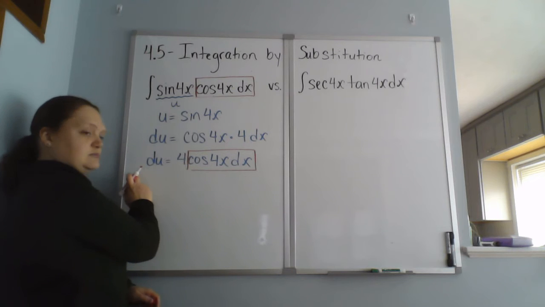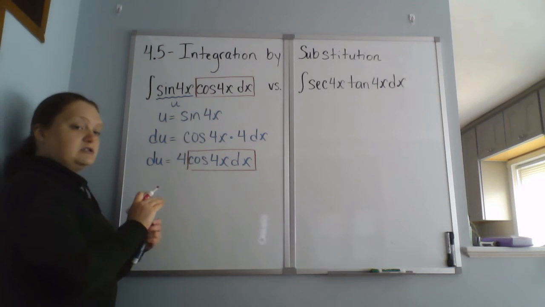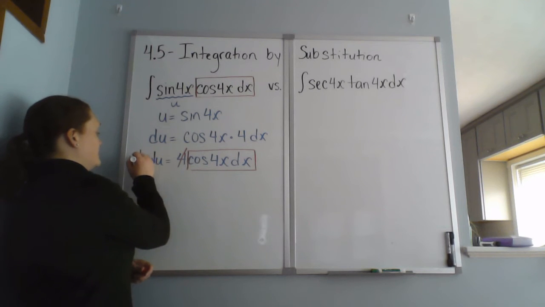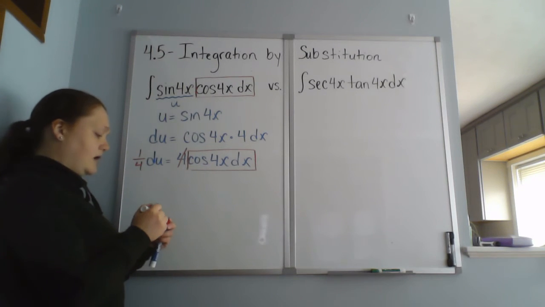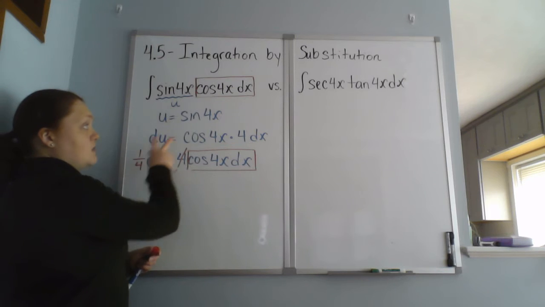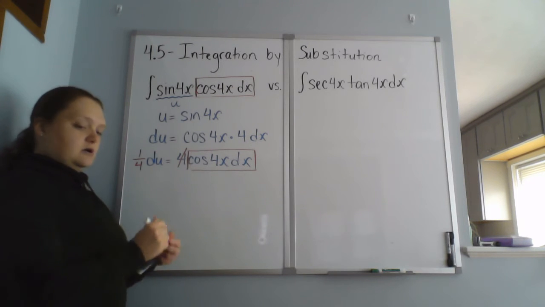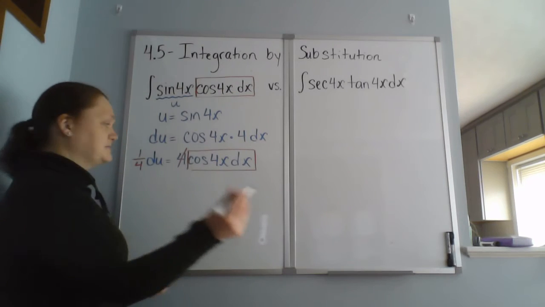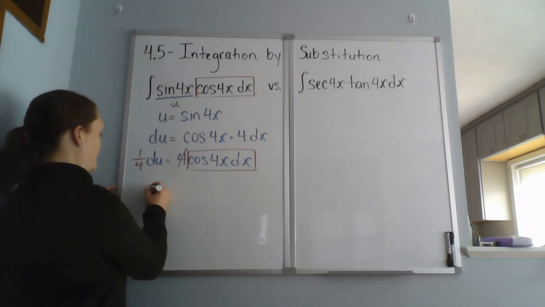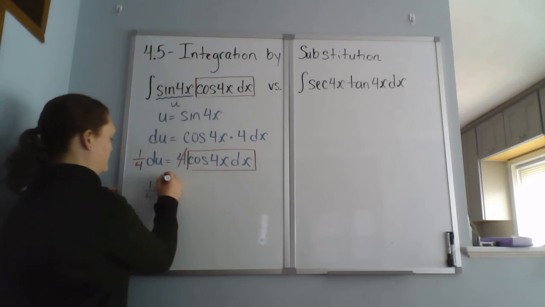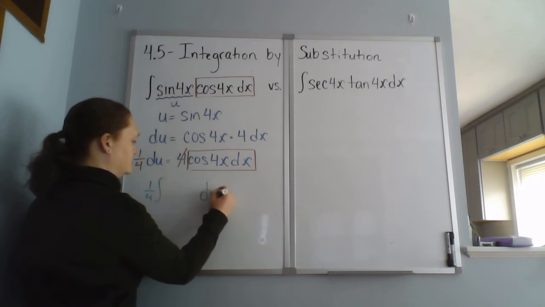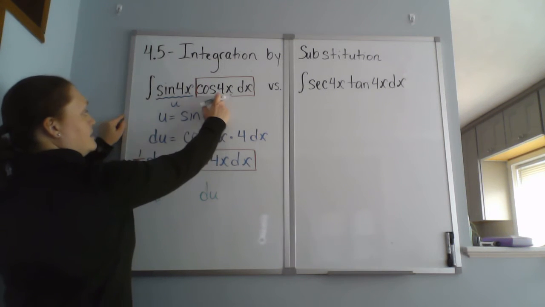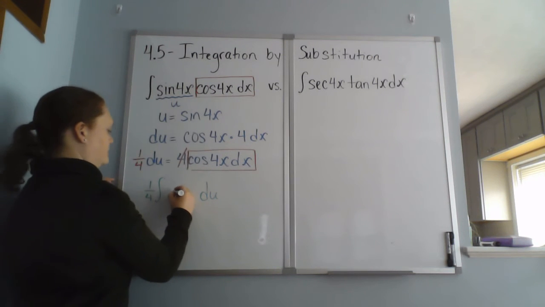So that 4 needs to move to the other side. So we talked about how we can divide it over or multiply by the reciprocal. So dividing out 4 is the same as multiplying by 1/4. Okay, so 1/4 of du can replace that. So now we're ready to do our rewrite. Running out of colors. All right, so I'm going to have a 1/4 and a du to take the place of this piece in red. Okay, and then this is just a u right here.